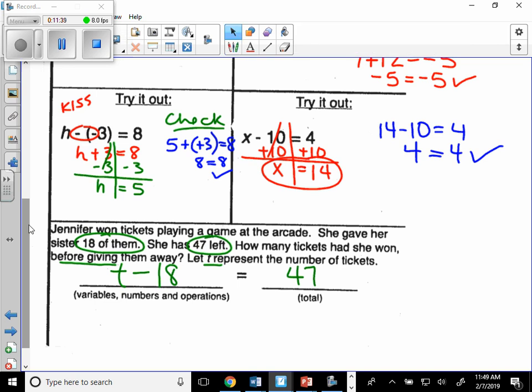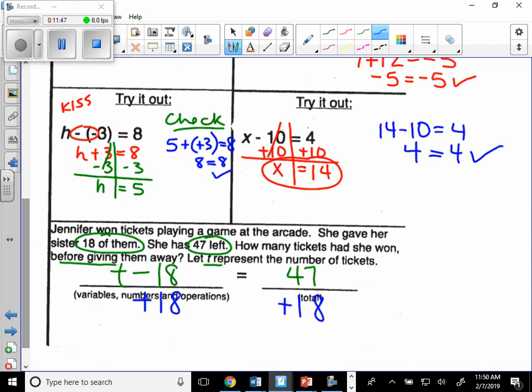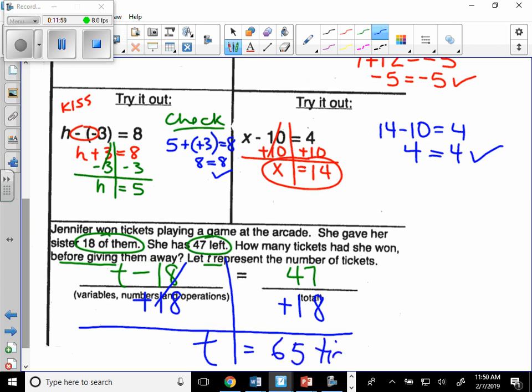So if we solve the problem, what are we going to do to both sides? We're going to do the opposite. The inverse operation of subtraction is addition, so we're going to add 18 to both of them. This cancels out. T for tickets equals what? 65 tickets.